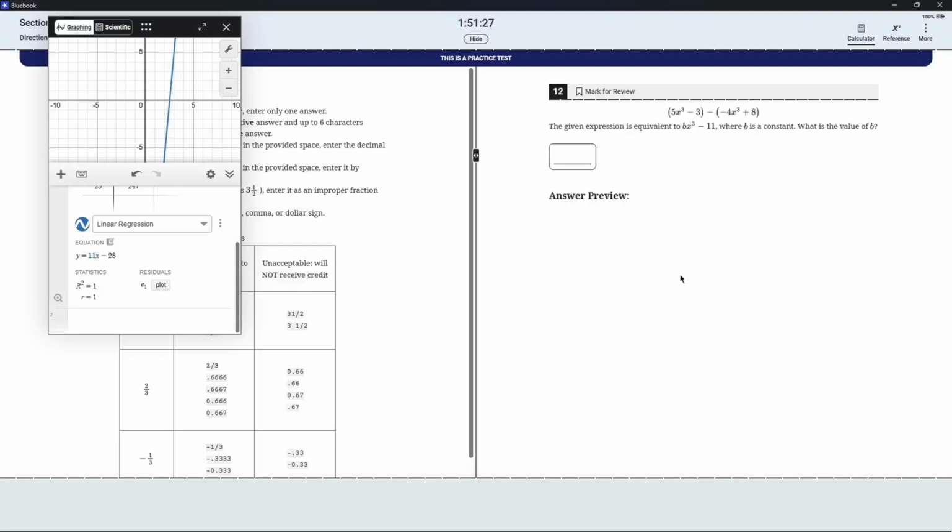Question 12. The given expression is equivalent to b times x to the third minus 11, where b is a constant. What is the value of b?